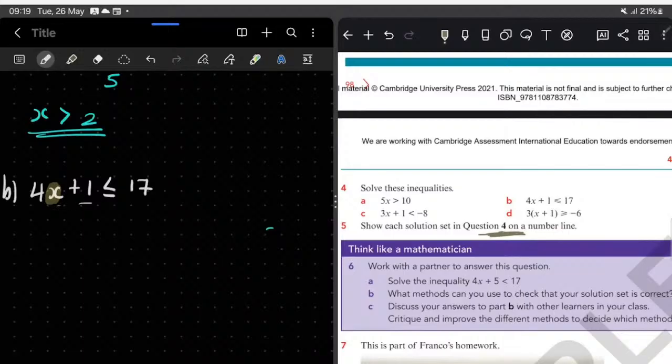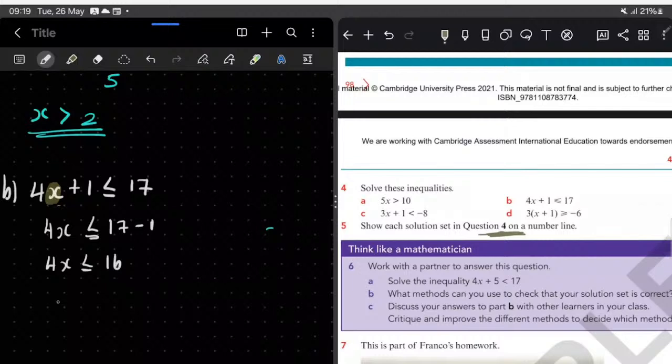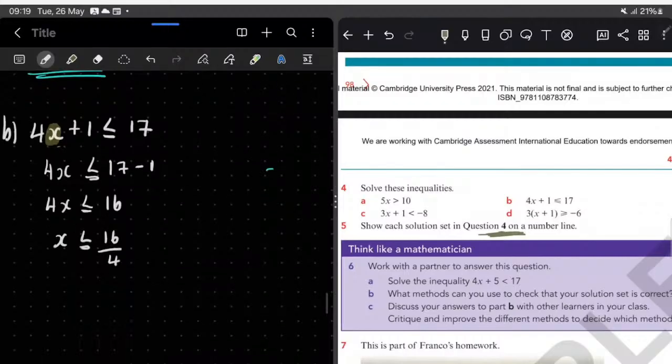We start with the 1. We don't start with the 4. 4 is too close to x. The 1 is adding. We take it to the other side. It will subtract. So we will remain with 4x, and it will be less than or equal to 17 minus 1. And we have 4x less than or equal to 16. We now have x less than or equal to 16 divided by 4. 4 will go to the other side to divide. So x is less than or equal to 4. Are we together?